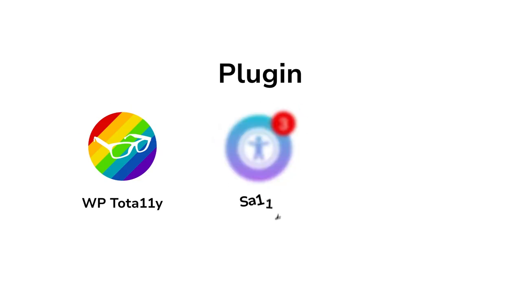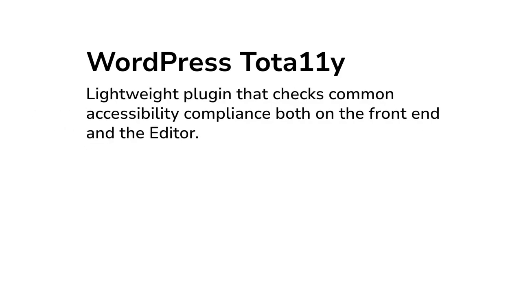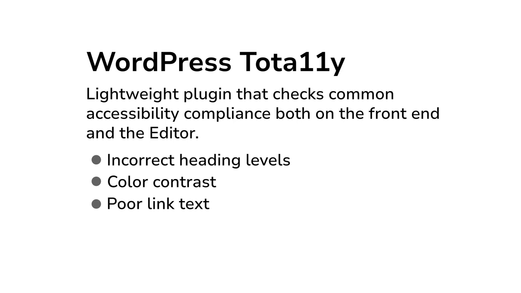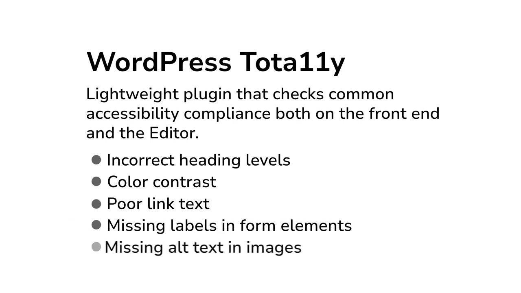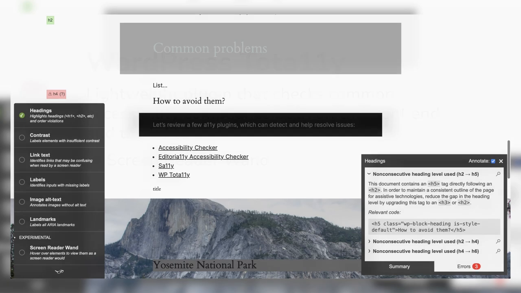WordPress Tota11y, Sally, and Editorially are variations of each other. WordPress Tota11y is a lightweight plugin that checks common accessibility compliance both on the front end and the editor, notifying you of any incorrect heading levels, color contrast, poor link text, missing labels in form elements, and missing alt text in images. The tool has a neat experimental feature called Screen Reader Wand to view elements as a screen reader would. You can navigate through the alerts in each category and review the suggested fix, but it's suggested to do it in the front end as it can be confusing in the editor as it checks the entire browser window.